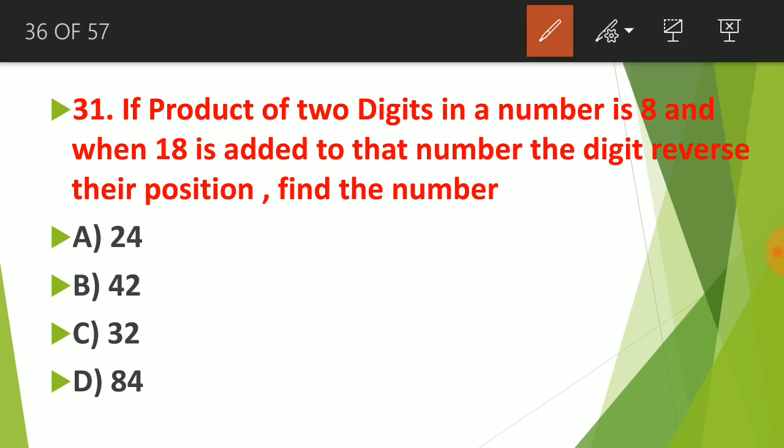Question number 31. If the product of two digits in a number is 8, it means option choice C and D are wrong, because in option choice A and B, 2 into 4 is 8 and 4 into 2 is 8. Product of digit is 8.